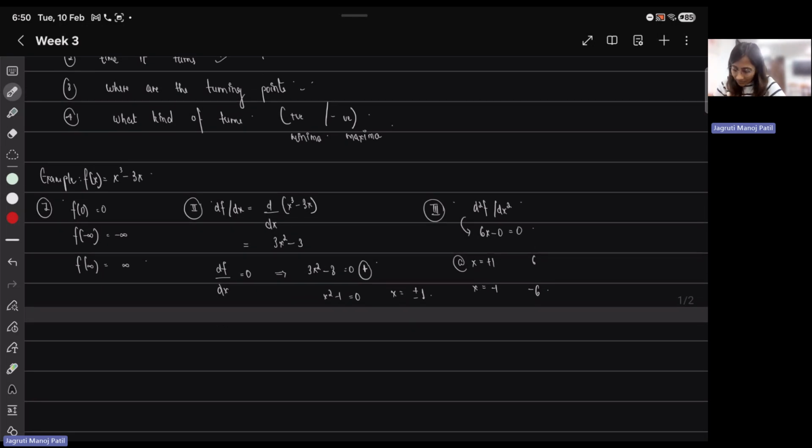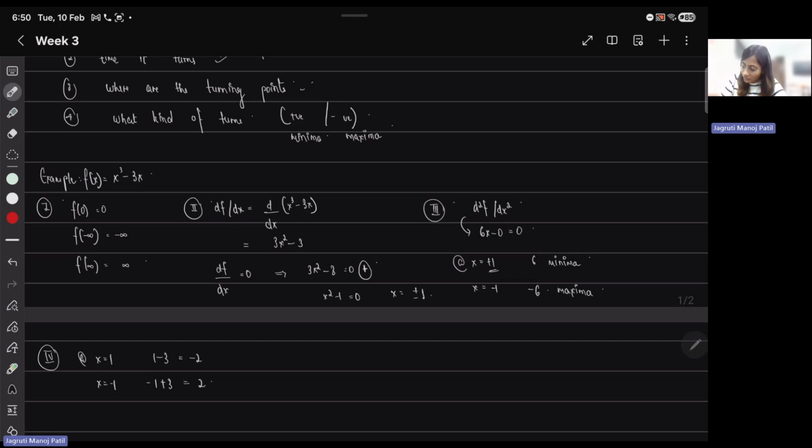Now you have this minima and maxima with you. Now you evaluate the function again. Okay, so now you know that at plus 1, you'll have a minima in your function, and at minus 1, you have a maxima. So your step 4 is to evaluate the function at plus 1 and minus 1. Now you do 1 minus 3, that is minus 2, and then at minus 1, you do minus 1 plus 3, and that's positive 2. So you get these two values.